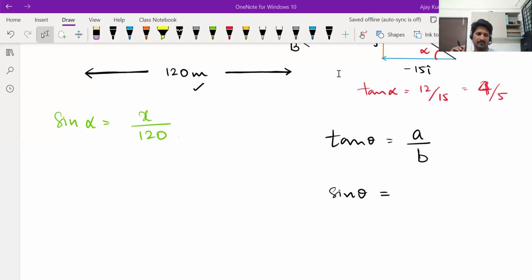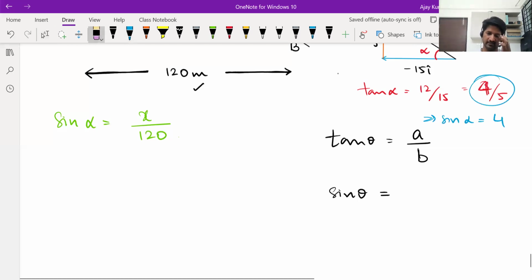So sin theta is first A. No, sine theta need not be A. In that case, Pawan, we got tan alpha 4 by 5. That means you are saying sine alpha is 4. How can sine of any angle be 4? Okay, it's not like that. Why it is not like that, I will also tell you.